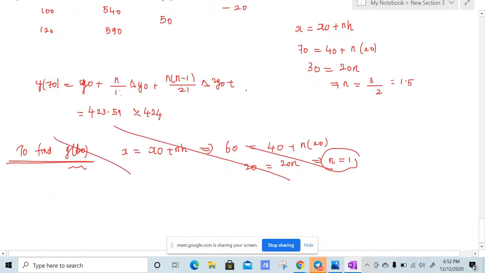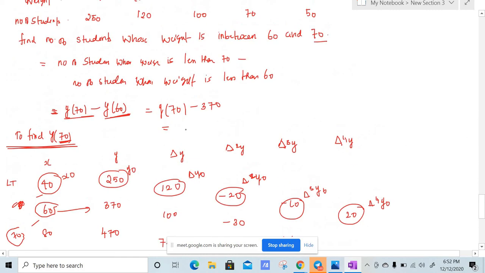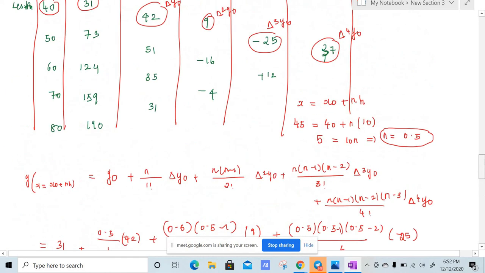So after this you just find y of 70, it is 424. So it will be 424 minus 370, which is 54. So there are 54 students whose weight is between 60 and 70. If both are unknown, then you can find y of 60 using the Newton forward interpolation formula. But y of 60 we already know, it is 370, right? Yes. So that's it. This is the Newton forward interpolation formula.